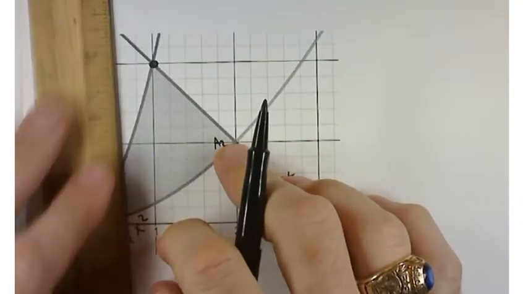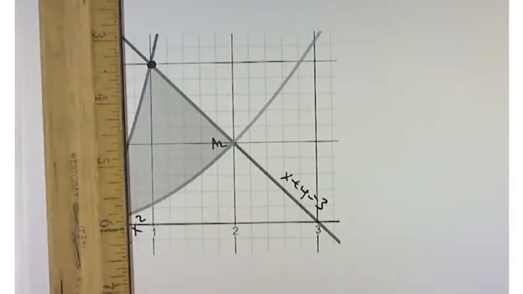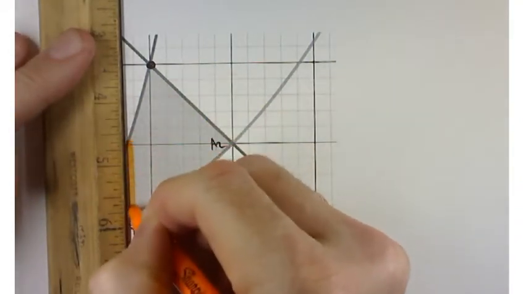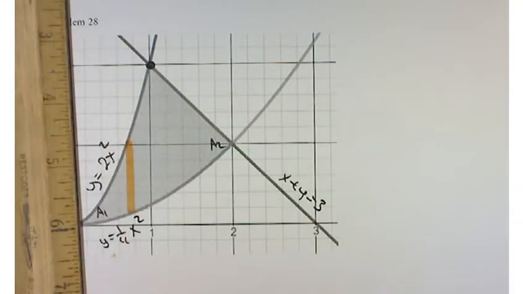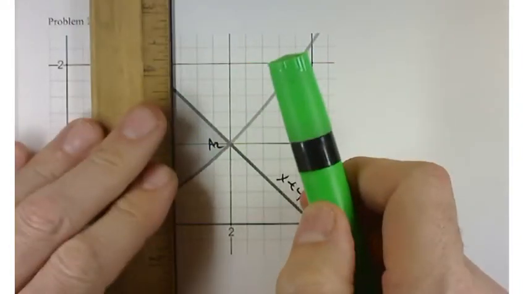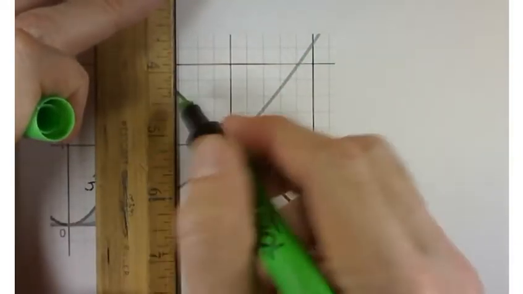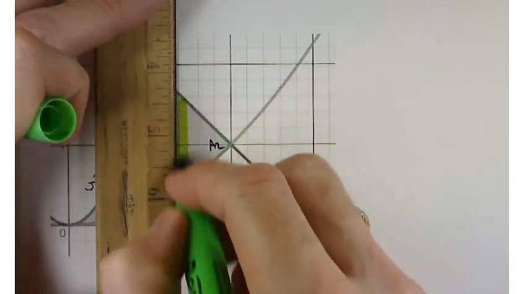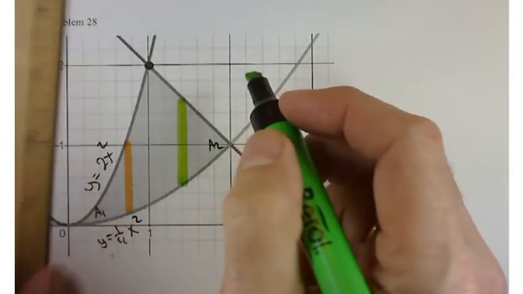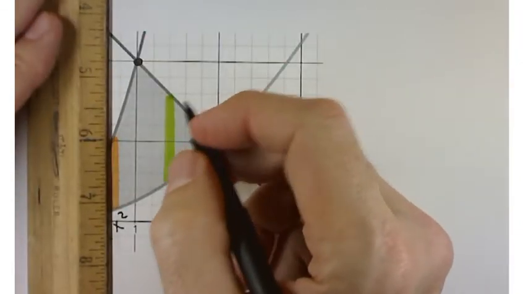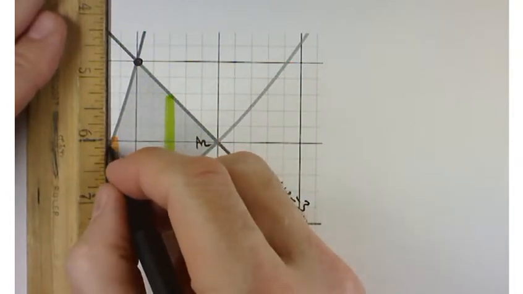All right, so let's see about it. We're going to have to do this in two pieces then. We'll start out with this one right here. We'll take a slice that way, and we'll also take a slice here. So again, what's going to change is the top function. The top function is not going to be the same in each of these, so we'll have to calculate it with two areas. See if you can set up the integral for both these areas.